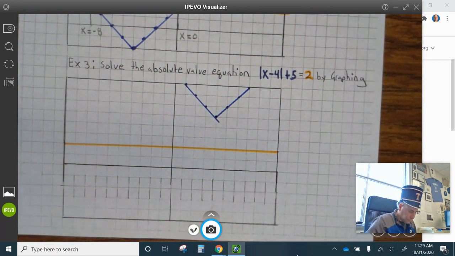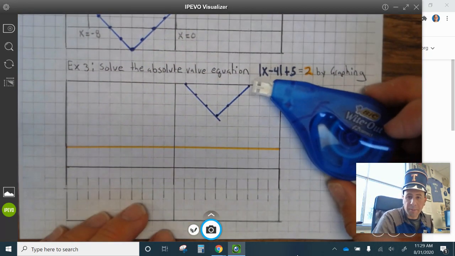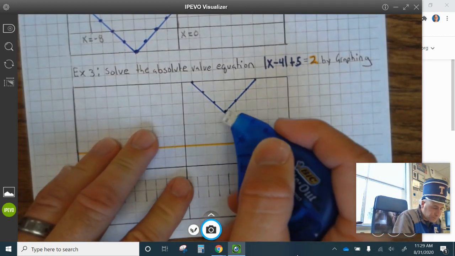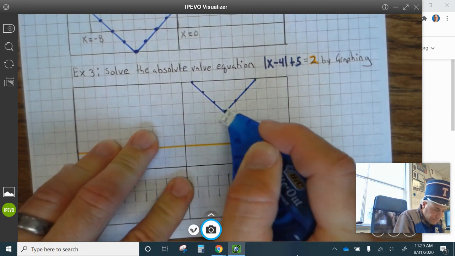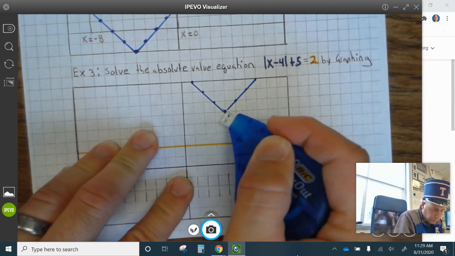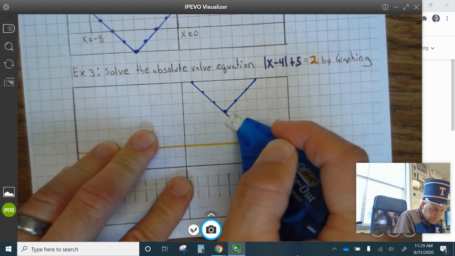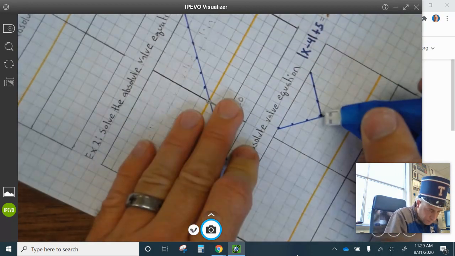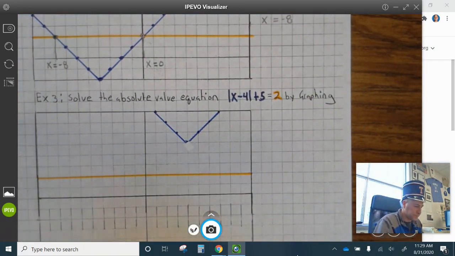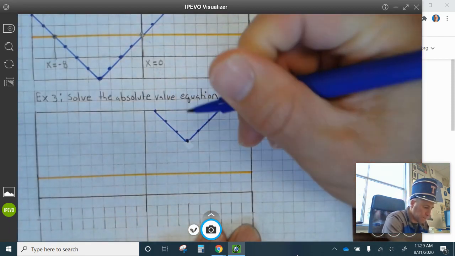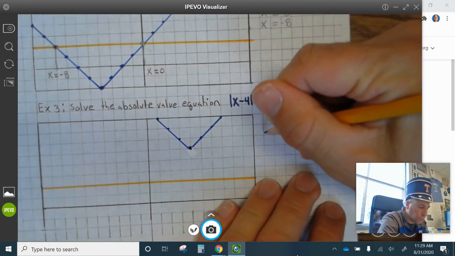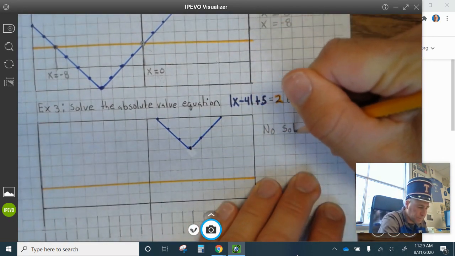Looks like I accidentally went too far, but no worries. I recommend, if you haven't got one, the big whiteout is amazing, so we're going to use that to start working. There we go. All right, now we can see that the left and right side do not intersect, so we know that there are no solutions.